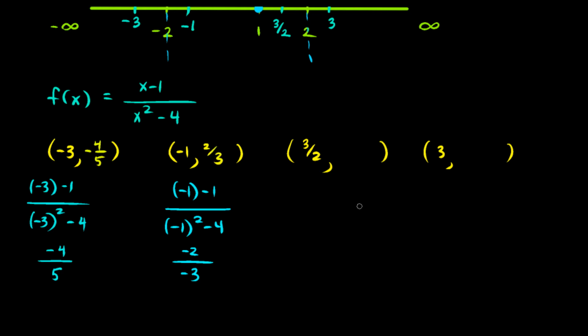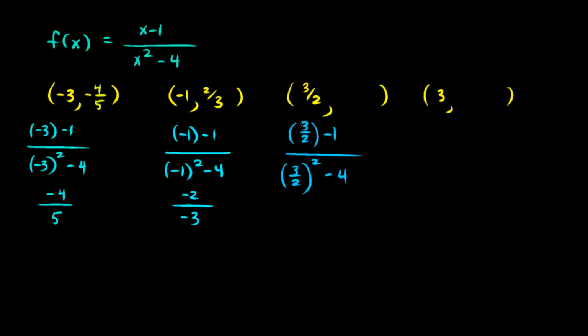Let's do 3/2 now. So we have 3/2 minus 1 over 3/2 squared minus 4. 3/2 minus 1 is 3/2 minus 2/2, which is 1/2, over 3/2 squared is 9/4. So this is 9/4 here. Minus 4. If I convert that to fourths, I'm going to have 16/4. 9/4 minus 16/4 is negative 7/4.